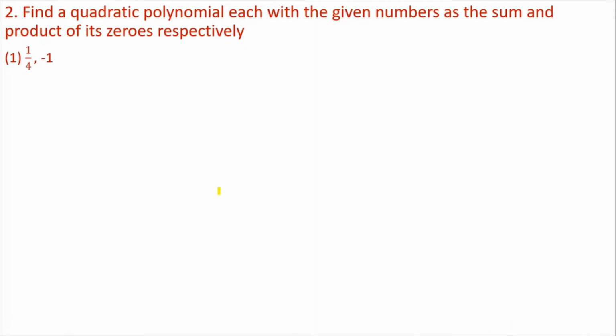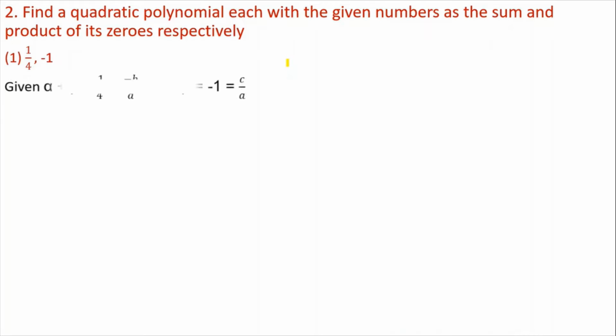Second question. Find the quadratic polynomial, each with the given numbers as the sum of and the product of its zeros respectively. In the question, they are given the sum of its zeros value and the product of its zeros value, and they want us to find the quadratic polynomial. Let us consider ax square plus bx plus c, which is the standard quadratic polynomial, having alpha and beta as zeros.